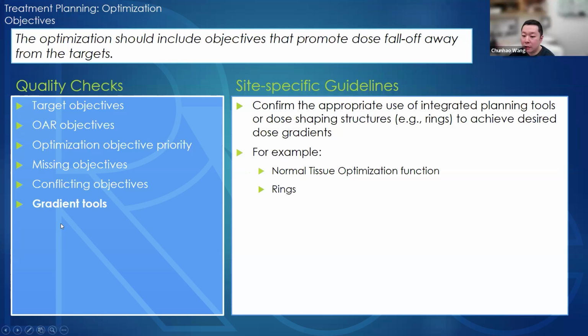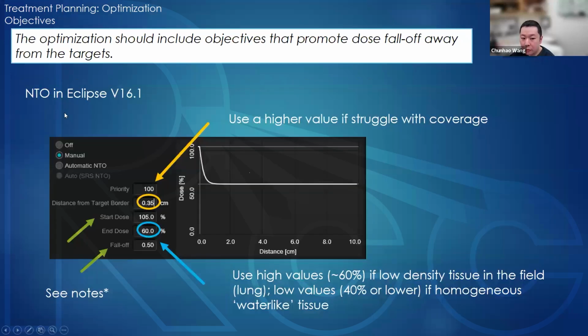For dose gradient, if you're using the Eclipse optimizer, you have a normal tissue optimizer function, NTO. And for most of us, we have been using artificial rings to control the dose gradient. So here, I'm going to briefly talk a little bit more about the NTO in Eclipse, normal tissue objectives. There are 4 parameters, actually 5 parameters here.